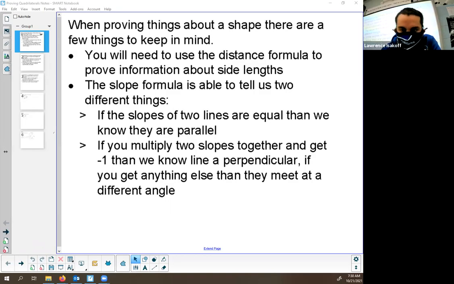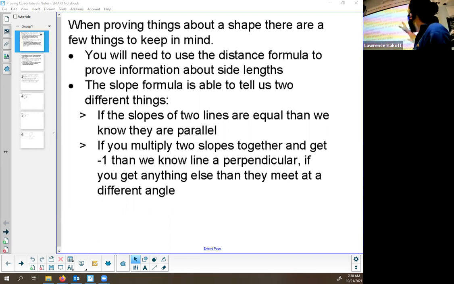Okay. So let's think about proving things. There are specific things we have to do. There are rules we have to follow. When proving things about a shape, there are a few things to keep in mind.